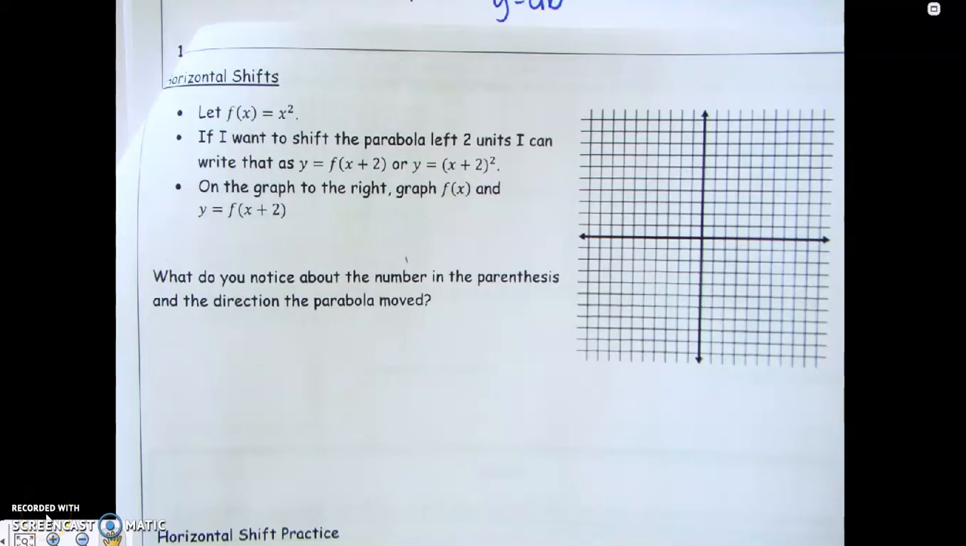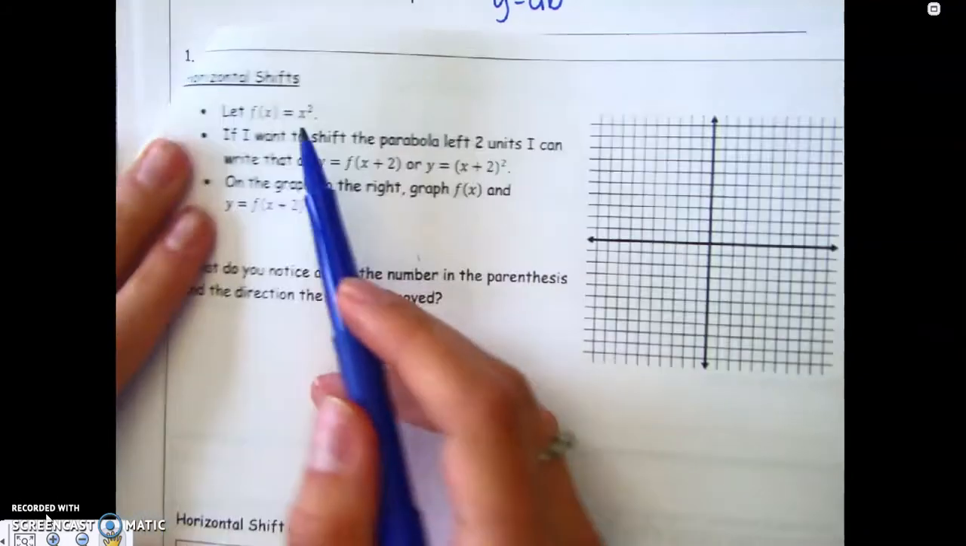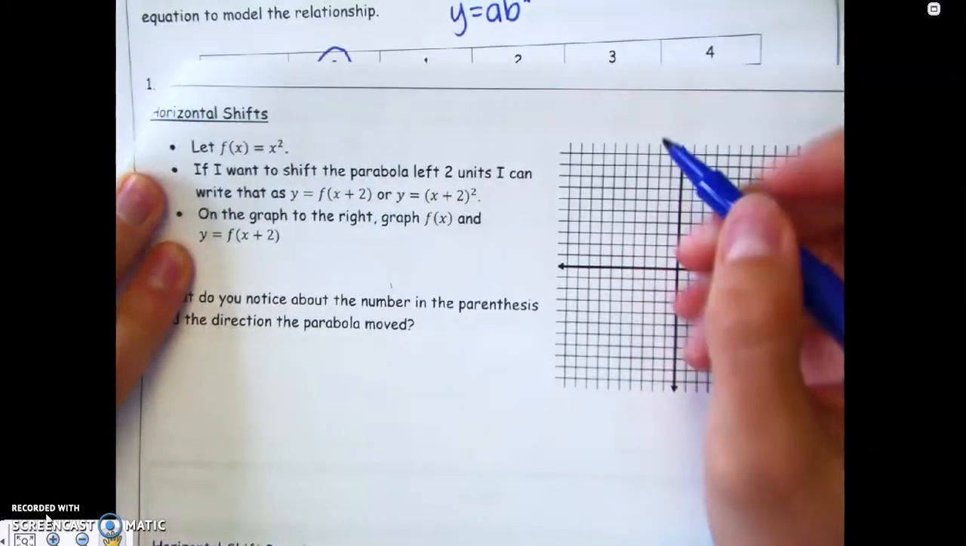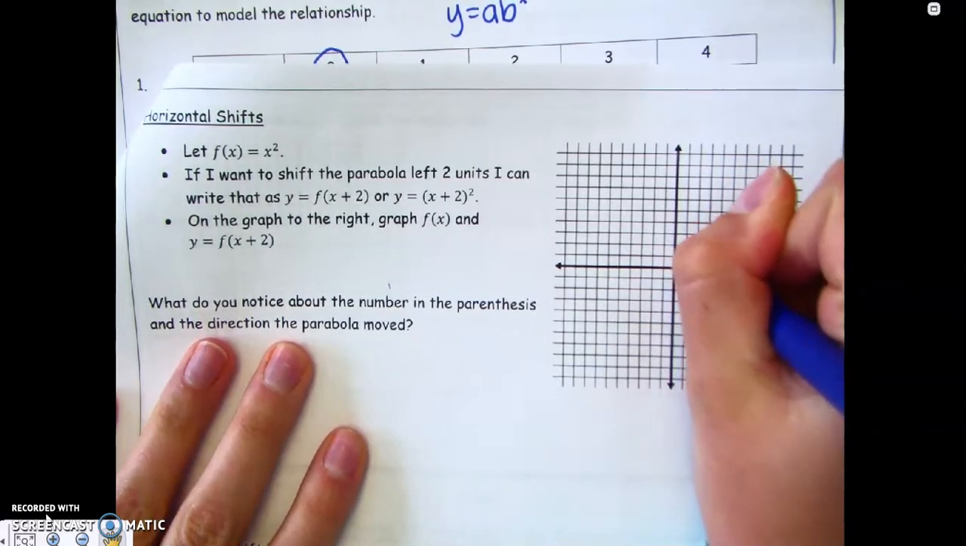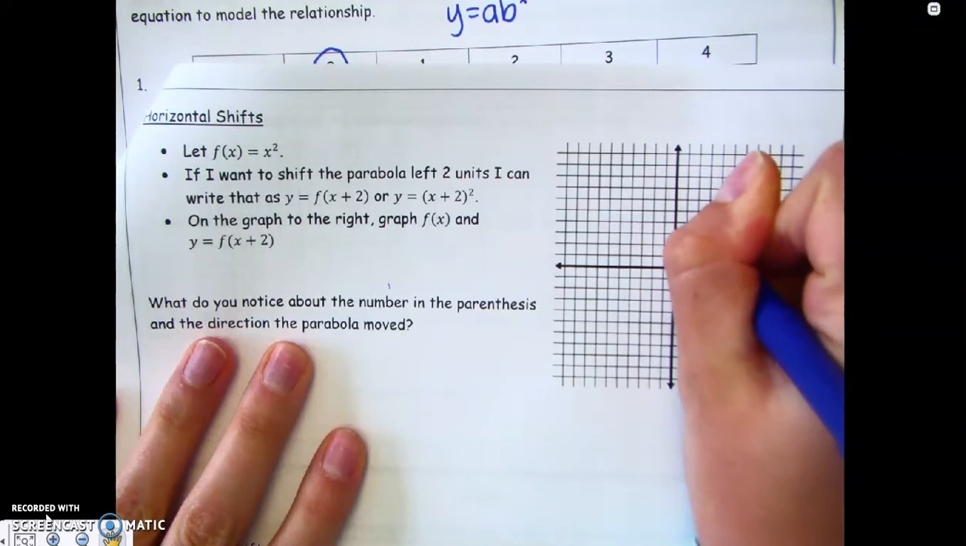So in this video, we're continuing lesson 7.6, but we're going to talk about horizontal shifts. So similarly to vertical shifts, we're going to explore what happens, the notation and everything like that. So we're given f of x is x squared. So it's the same graph we started with last time. So if you need to, plug it in your calculator.